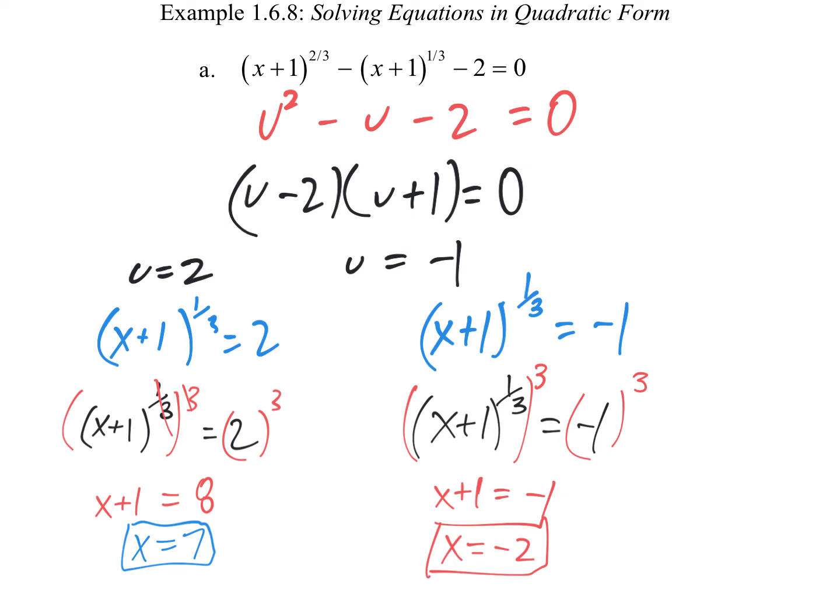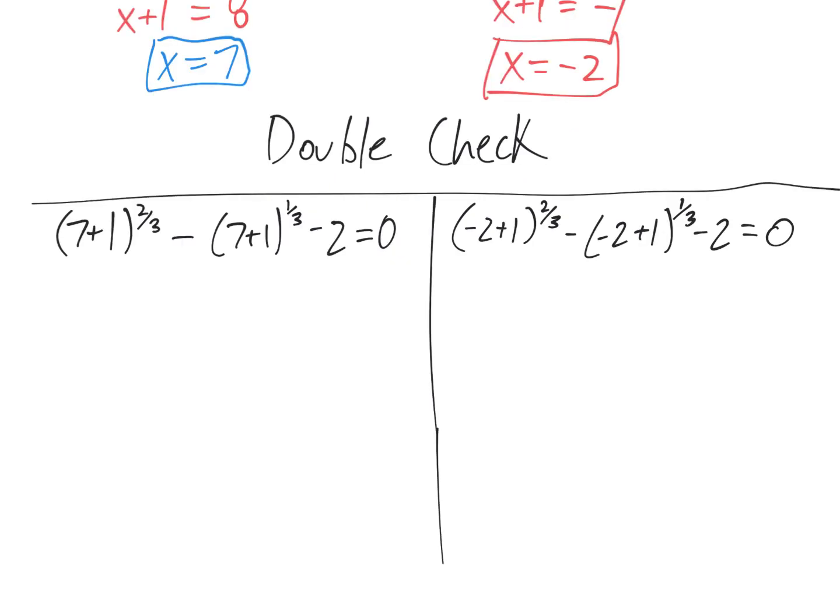So what we're going to do is take it back to the very original equation and plug in 7 and negative 2 and test if they both work. Okay, so you can see I have rewritten the first equation twice. And on the left-hand side, I'm using 7 for x. And on the right-hand side, I'm using negative 2 for x. And so again, we're just going to test this out. We're going to plug them both back in, and let's see what we get. So 7 plus 1, of course, makes 8 to the 2/3, minus 8 to the 1/3, minus 2. And so what we should get here is this is going to be 4 minus 2 minus 2.